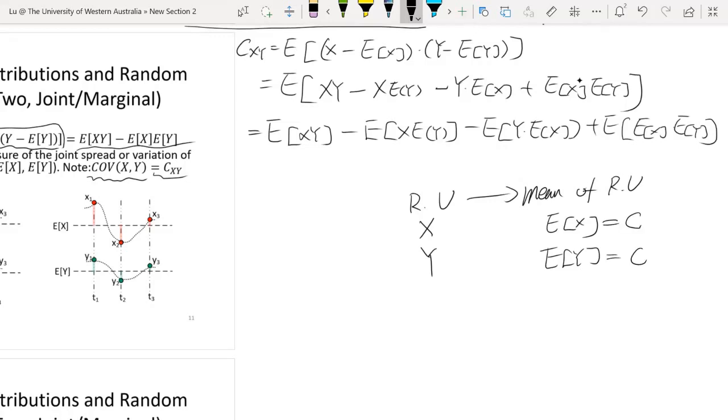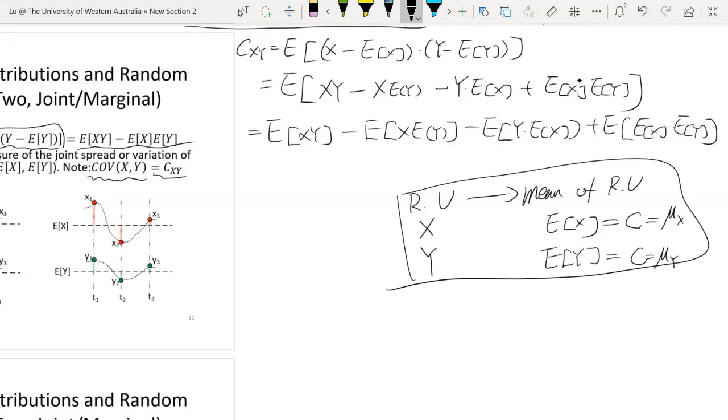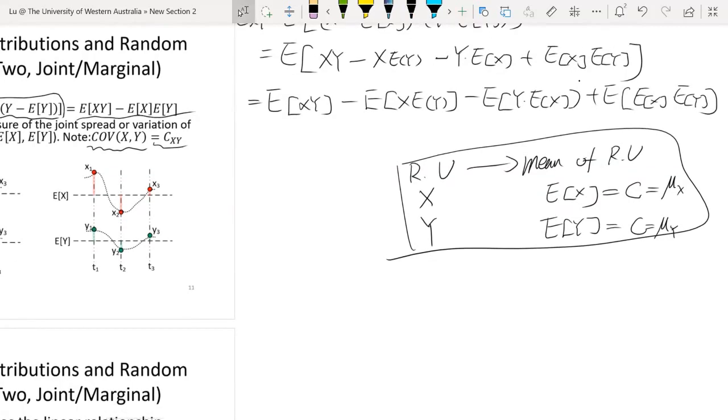Must be a constant. The constant may be different between different random variables, but must be constant. Normally, we use mu to denote it, so mu x or mu y to denote the mean value of the random variable. Not important, but I just want you to know the expectation of a random variable must be a constant. And after knowing this, another two important properties regarding the expectation operation must be known.